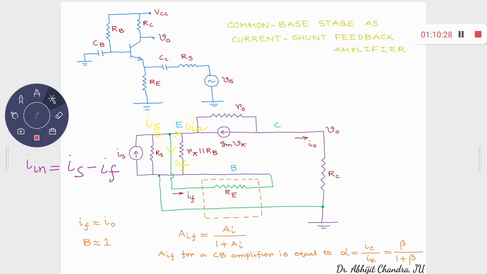So with this, we have come to the end of this feedback amplifier unit, and in the next day, we will discuss the oscillator circuit in detail.